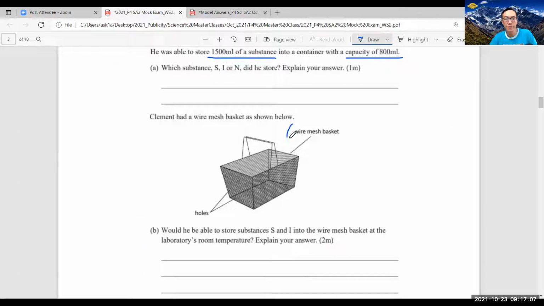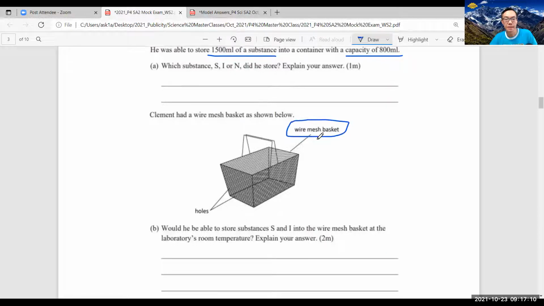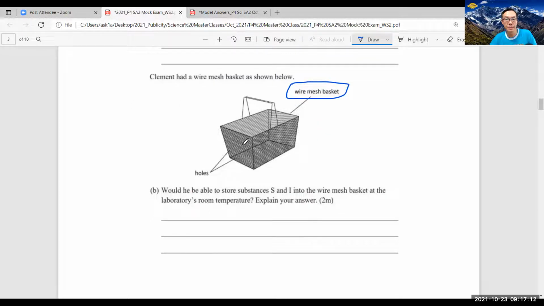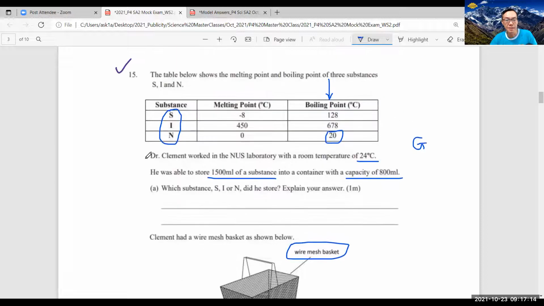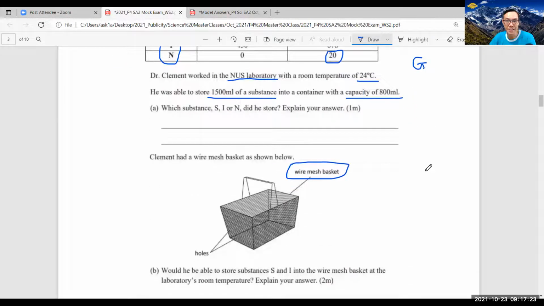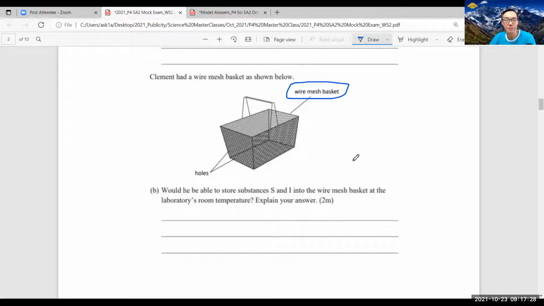And this is a wire mesh basket. And Dr. Clement, as stated here, works in the NUS laboratory. By the way, Dr. Clement was actually my former student, and I'm very thankful that he actually got a PhD and worked in the NUS laboratory for the last 2 years before he now changed to another line in a multinational company. So I've been teaching, as you know, for many, many years, since 1998.